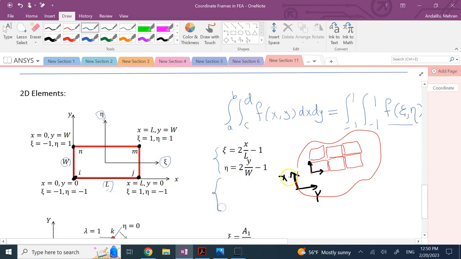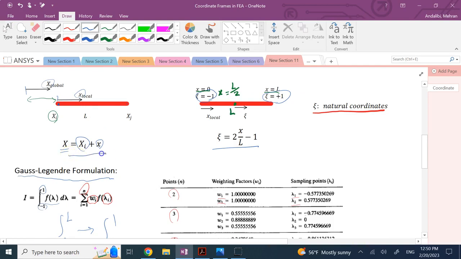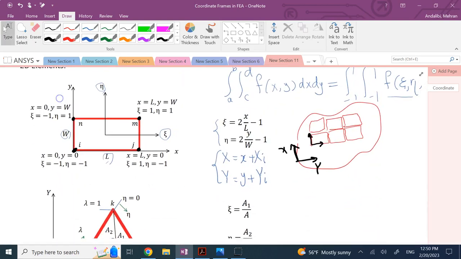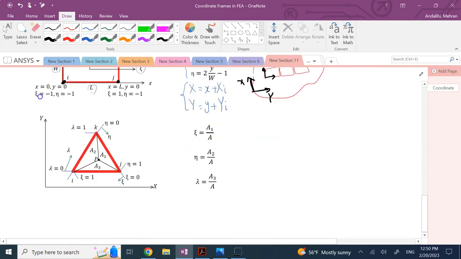And in this case, the relation between capital X and capital Y is similar, right? So capital X is the small x plus the location, sorry, x of node I, and capital Y is the small y plus what? Y of node I. So you have this relation, but you have, again, 2 of that. So this is the frames for a quadrilateral element.